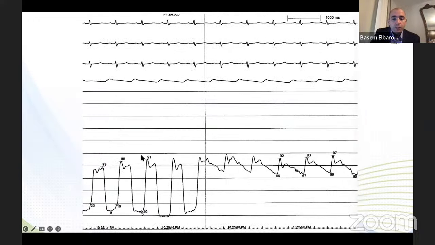And then when we go into the aorta, here there's not much of a gradient. The systolic pressure in the ventricle and the systolic pressure in the aorta is the same. So there's no aortic stenosis. It's all in the LVOT, and you got that spike and dome pattern.